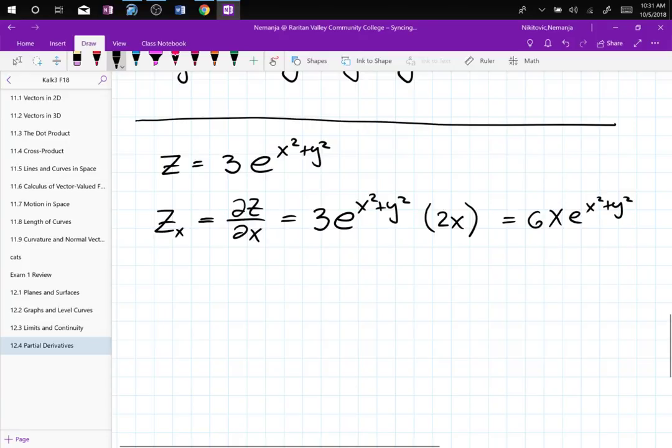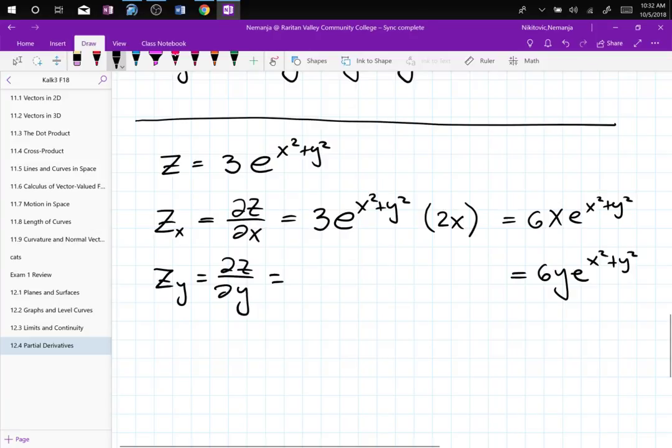Now, this is the power of symmetric functions. Partial derivative with respect to y, which is partial z, partial y, is equal to 6y e to the x squared plus y squared. See that? So that's the power of the symmetry in equations. This was a symmetric function. You have them, so they pop up.